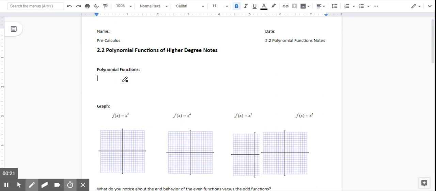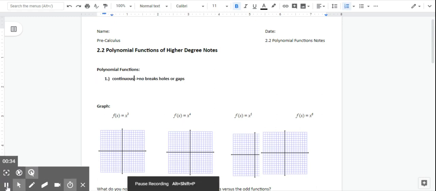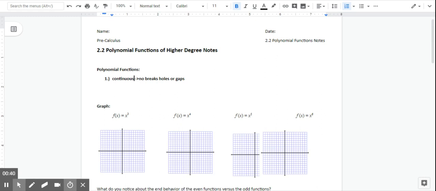So to start off, we're going to start off with the definition of a polynomial function. What makes something a polynomial? There are two conditions that a function has to meet in order for it to be a polynomial. So the first condition is that it has to be continuous. There can't be any breaks, holes, or gaps in our graph.